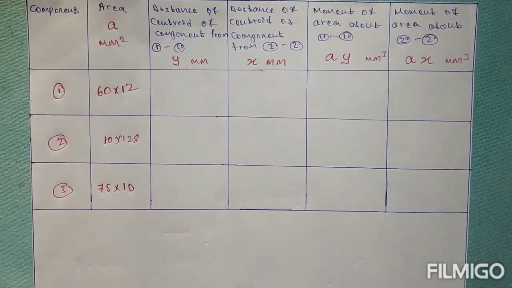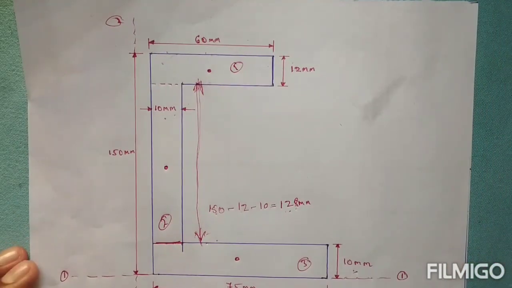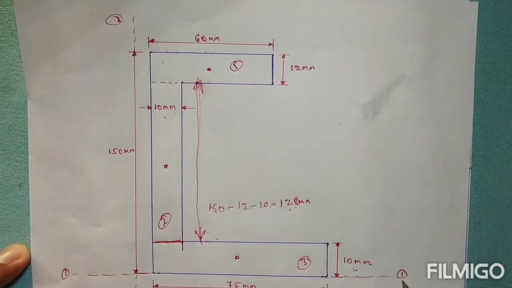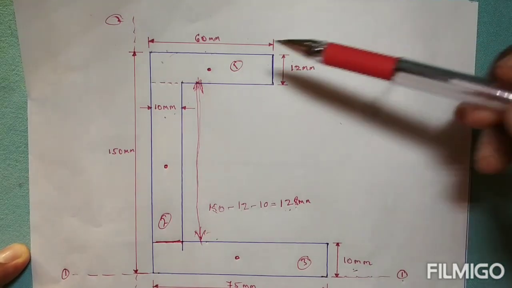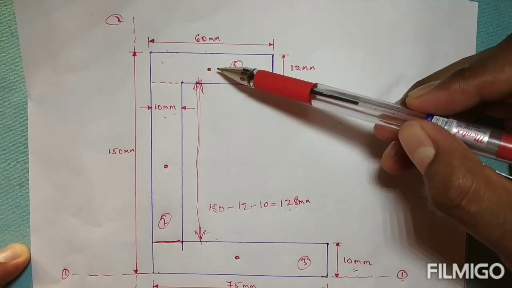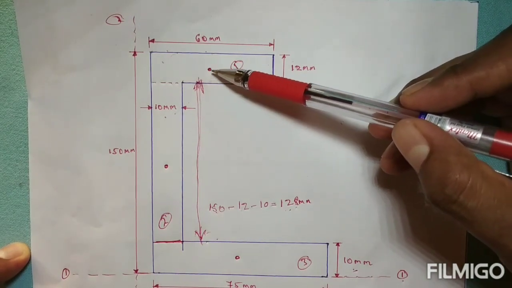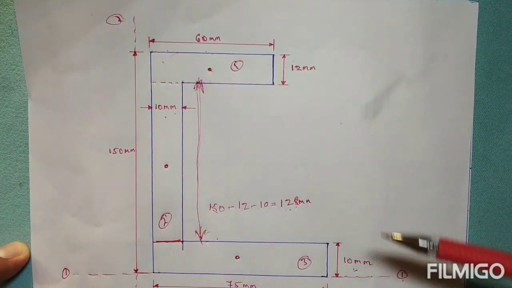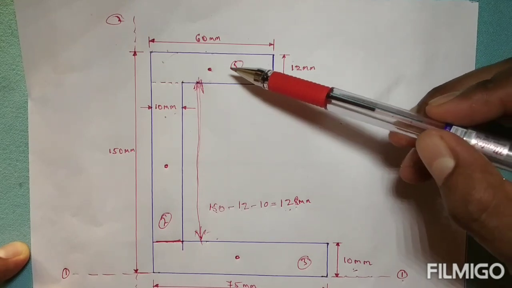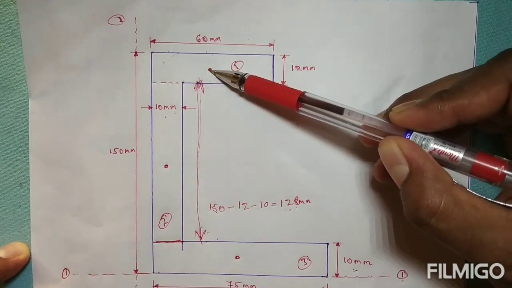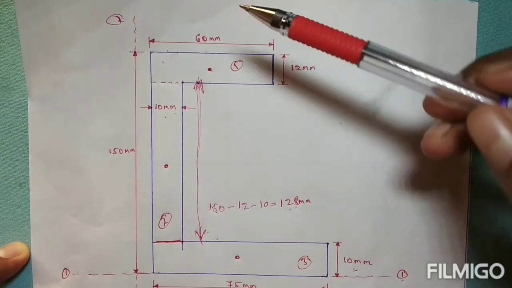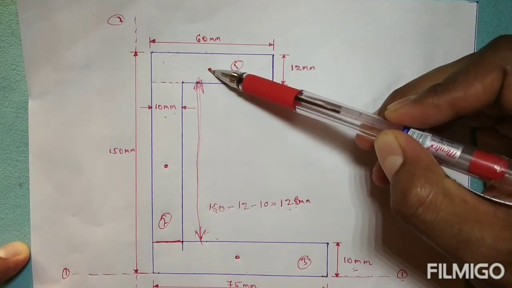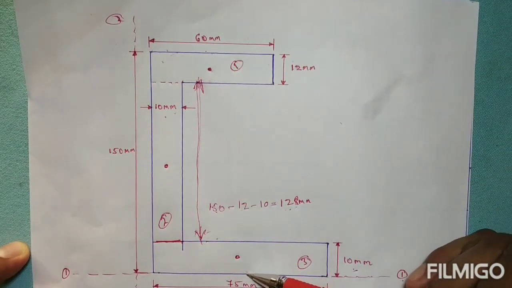The next step is to concentrate only on our reference axis 1-1 and the CG of each component. For the first component, the distance of the centroid of the first component to our reference axis 1-1 means we now need the distance from here to our reference axis 1-1.